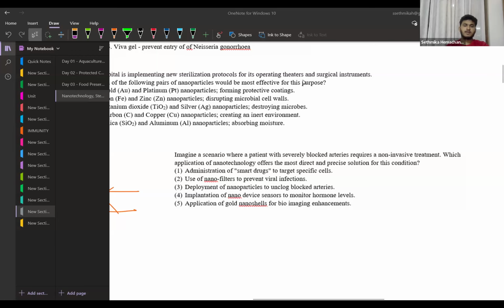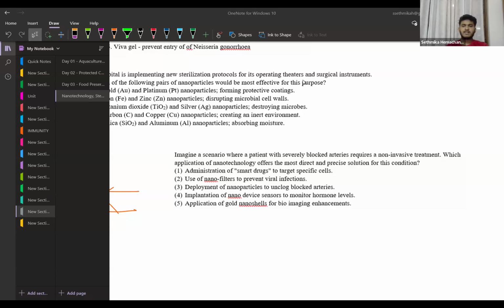Right. Imagine a scenario where a patient with severely blocked arteries requires an uninvasive treatment. Which application of nanotechnology offers the most direct and precise solution for this condition? That's a good question. Administration of smart drugs to target specific cells? No, it's a blockage in the arteries, so specific cell targeting is not it. That would be for cancer treatment.